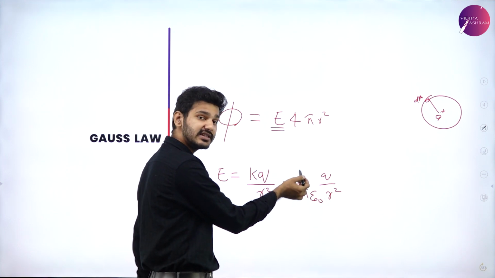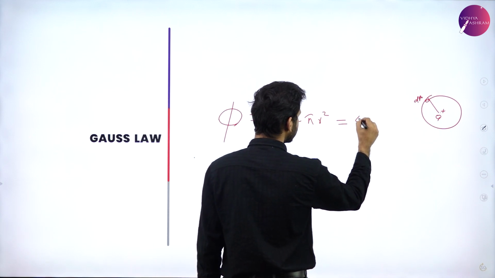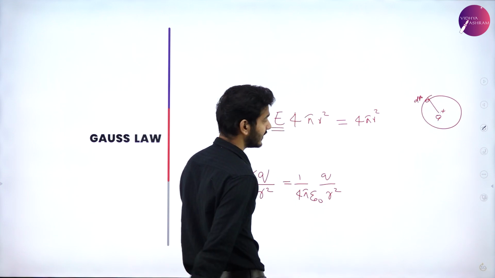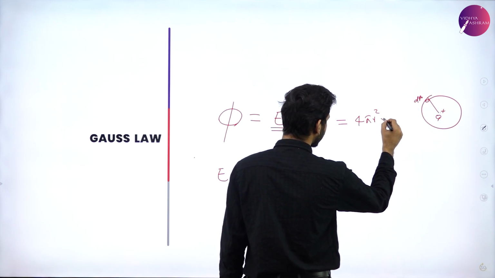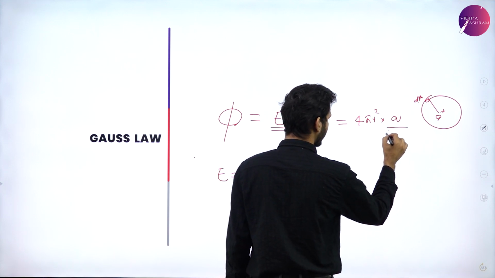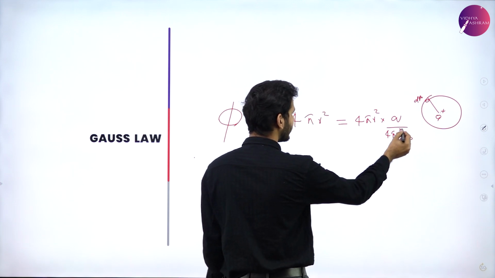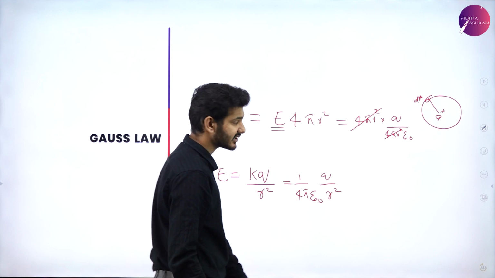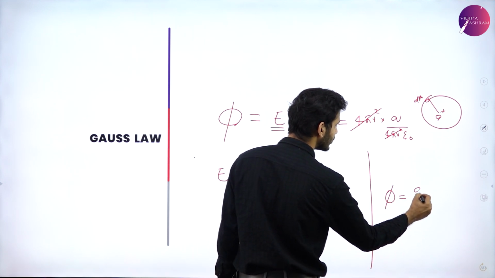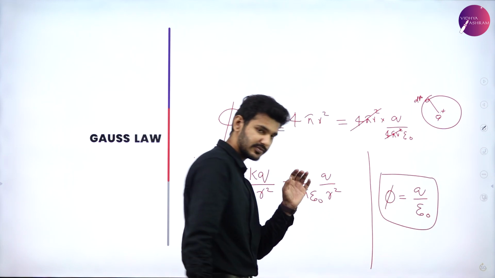We will substitute this value into E, and then we will get the initial 4 pi r square, because this r and this r are the same. So 4 pi r square times Q by 4 pi r square epsilon naught. And the 4 pi r square cancels out, and we will get the equation phi is equal to Q divided by epsilon naught. So just keep this in mind.